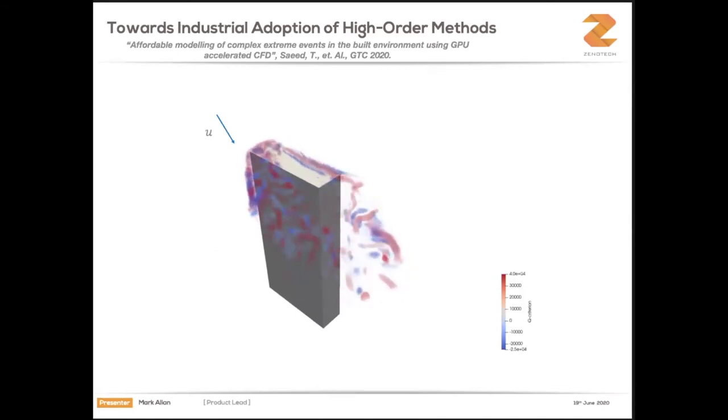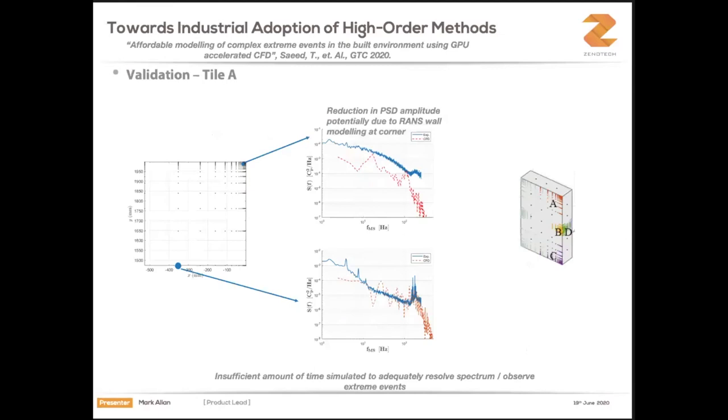Here's a flow visualization. You can see the vertical structure from the top of the model, and then we can see some finer scale turbulence propagating over the leeward side. If we have a look at some comparisons with experiments, looking at tile A, which is in the top right-hand corner, we took two measurement locations, one right at the very corner of the building and then one a bit further in. The power spectral density a bit further in seemed to be relatively similar to the experimental value, although it's quite clear we have insufficient simulated time to adequately resolve the spectrum.